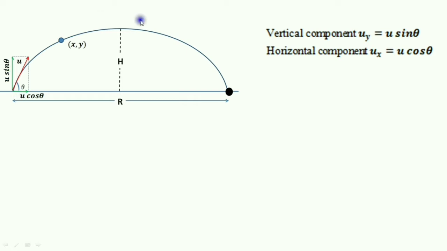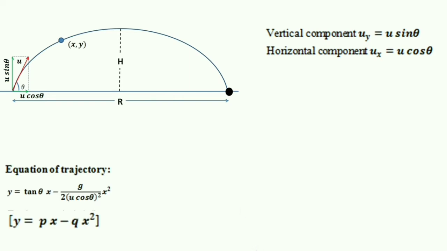So this is the path of a projectile and we can resolve the velocity of the projectile into two components. One is u cos theta, that is the horizontal component, and another is u sin theta, that is the vertical component. Using this diagram we have found the equation of trajectory to be like this, and we can find the time of flight by knowing the angle and the initial velocity.